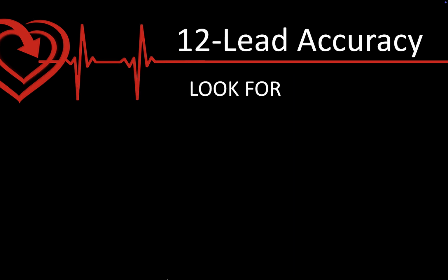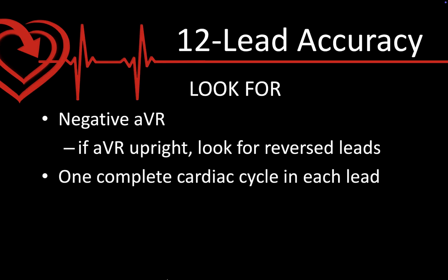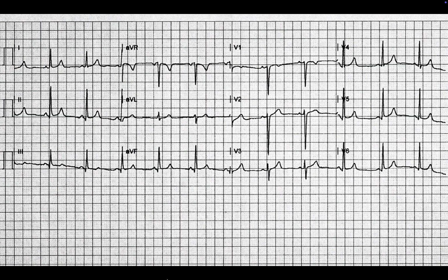When you do your 12-lead, after you've acquired it, there's a few things you can look for just to make sure that you've done this appropriately. Number one is you look in AVR, that view from the right, so to speak, and if it's upright, you most likely have reversed your leads. You want to look for one complete cardiac cycle in each lead. You want to look for a consistent baseline, and you want to look for a lack of artifact. And I'll show you examples of each one of these.